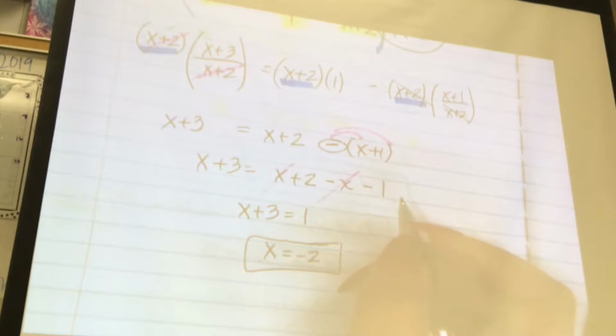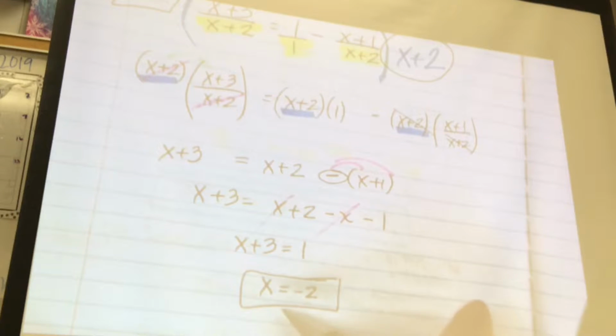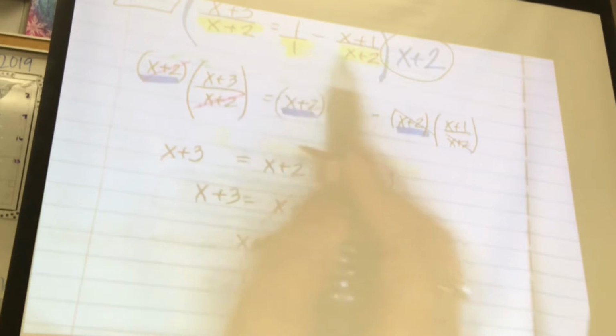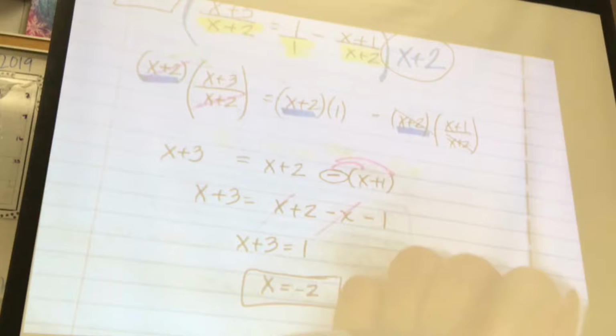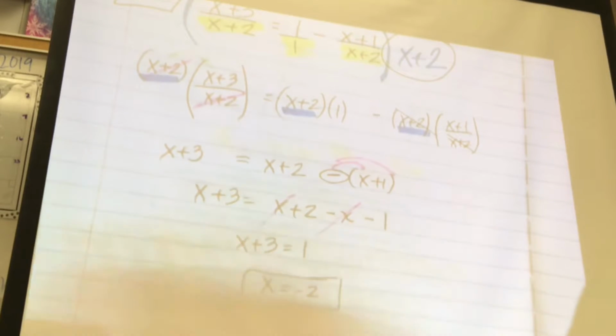There's a problem here, though. Look at my answer. If I plug in negative 2 here, what happens to my denominator? Are we allowed to have 0 as a denominator? No, right? So my answer mathematically is x equals negative 2, but when I plug it back into the equation, it's going to give me an error.